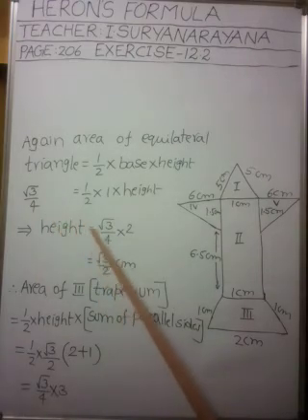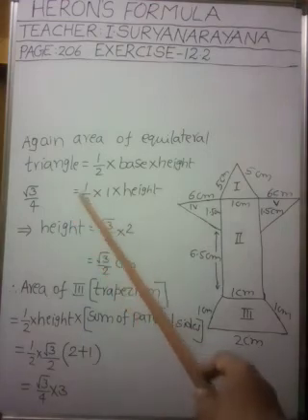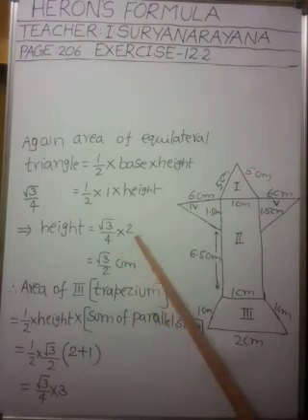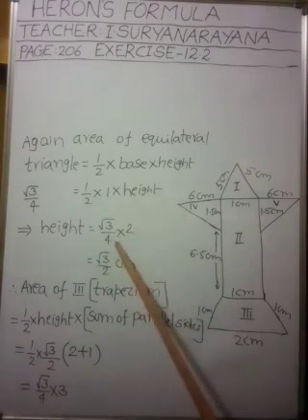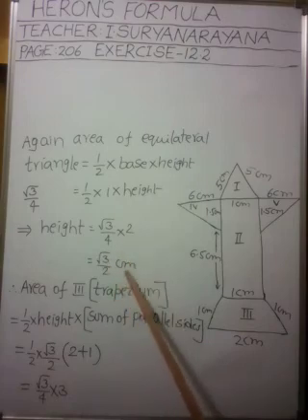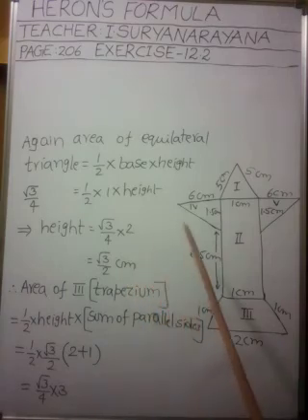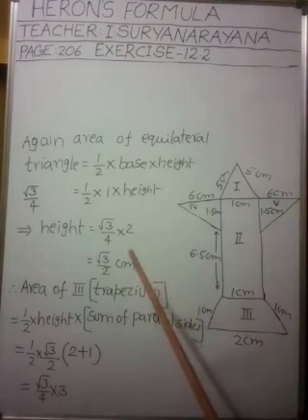From this equation, we are finding the height of the equilateral triangle. So height is equal to root 3 by 4 into, if we send 1 by 2 to this side, it becomes 2 by 1. Understood this step, my children? Right. So then 2 ones are 2, 2 s are 2, so root 3 by 2 centimeters. We get the height of the equilateral triangle as root 3 by 2 centimeters. It is nothing but the height of the trapezium, the distance between the parallel sides of the trapezium.